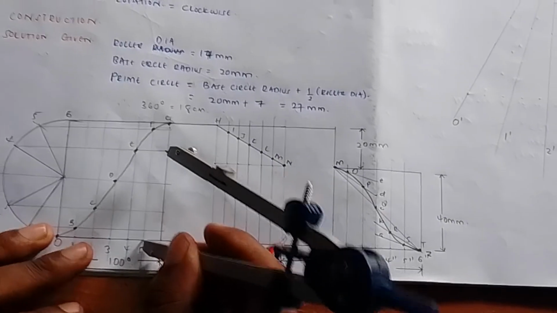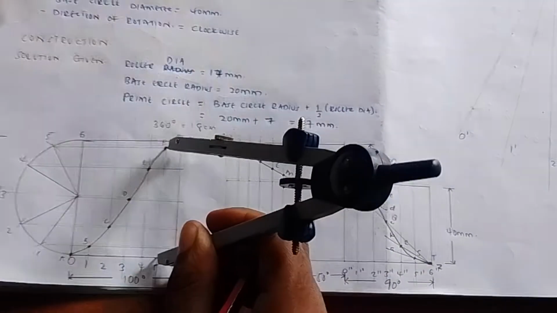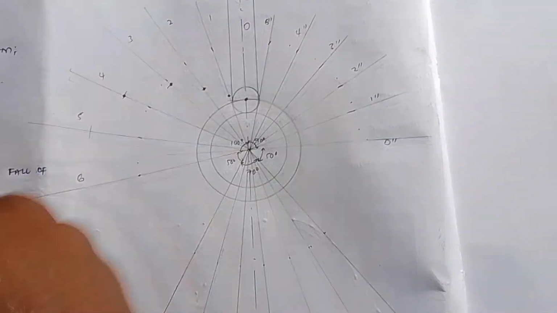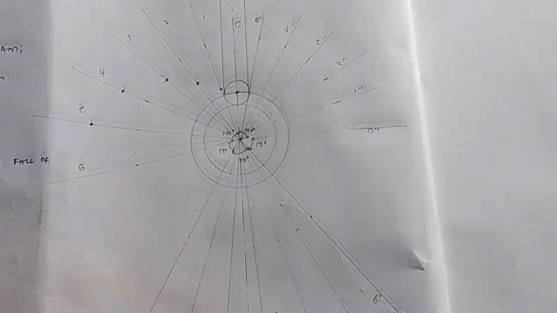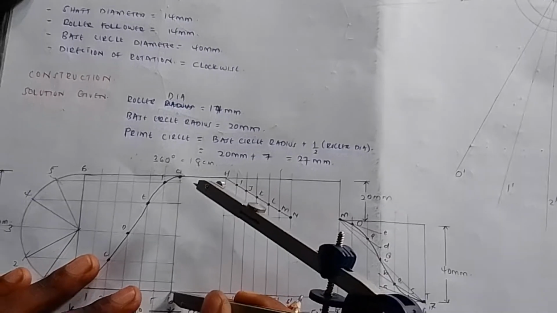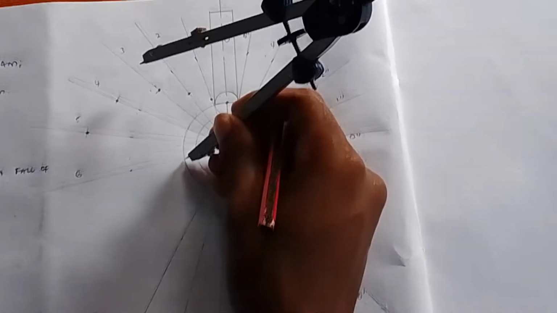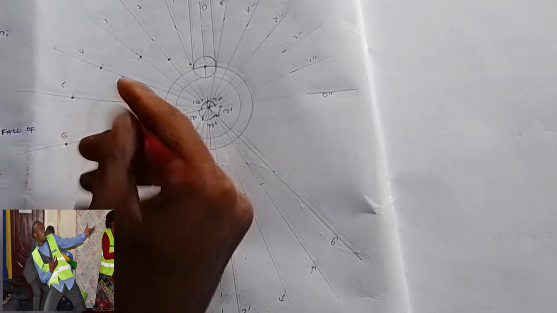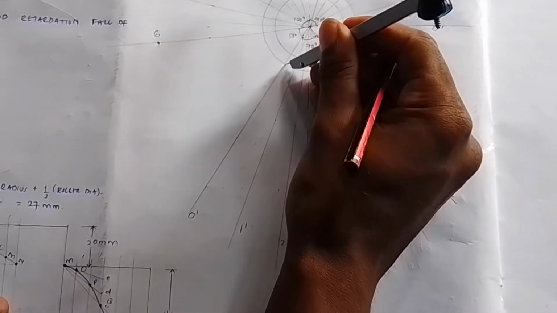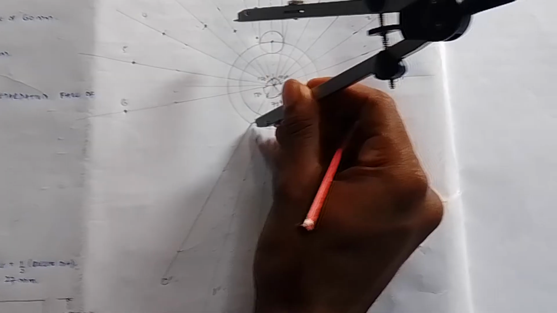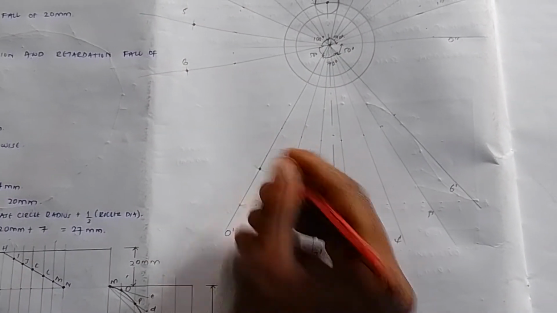Stand on the other point, which is number 5, again stretch it like that, the same measurement. Again stand here, draw a mark. Then stand on the number 6, and here in this distance, it is the same distance. Stand here again, draw a mark. Here there is a dwell also. This will be the same distance. You see, from 0 prime to H, it will be the same distance. So stand again here, from this particular point, draw a mark.